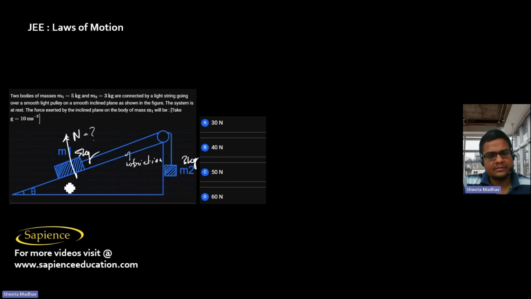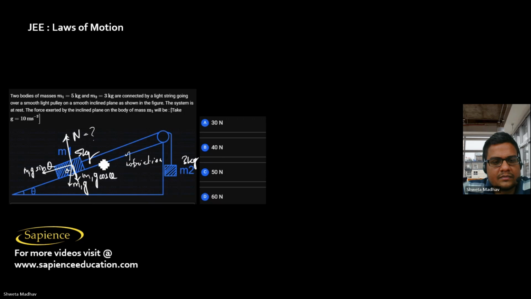System is at rest. So it means this is m1g, the weight. This way will be angle theta. This will be m1g cos theta, and this way it will be m1g sin theta. This will be the tension force. This will also be the tension force.